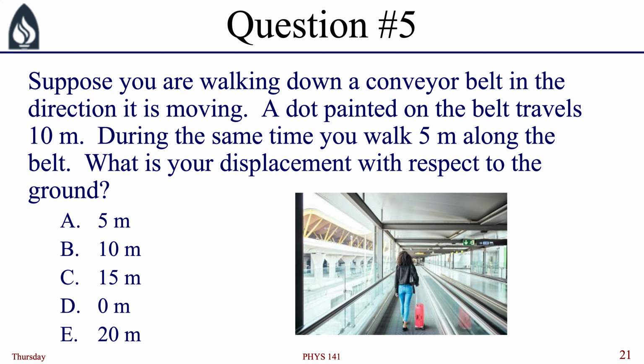The displacement of the belt with respect to the Earth is 10 meters. So to get the displacement of the person with respect to the Earth, you would have to add together the displacement with respect to the belt plus how much the belt itself is moving. So 5 meters plus 10 meters, or 15 meters. So the displacement with respect to the Earth for the person on the moving walkway would be a total of 15 meters, or option C.